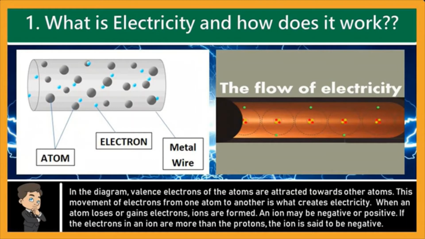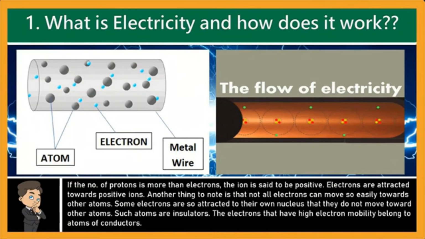When an atom loses or gains electrons, ions are formed. An ion may be negative or positive. If the electrons in an ion are more than the protons, the ion is said to be negative. If the number of protons is more than the electrons, then the ion is said to be positive. Electrons are attracted toward positive ions.